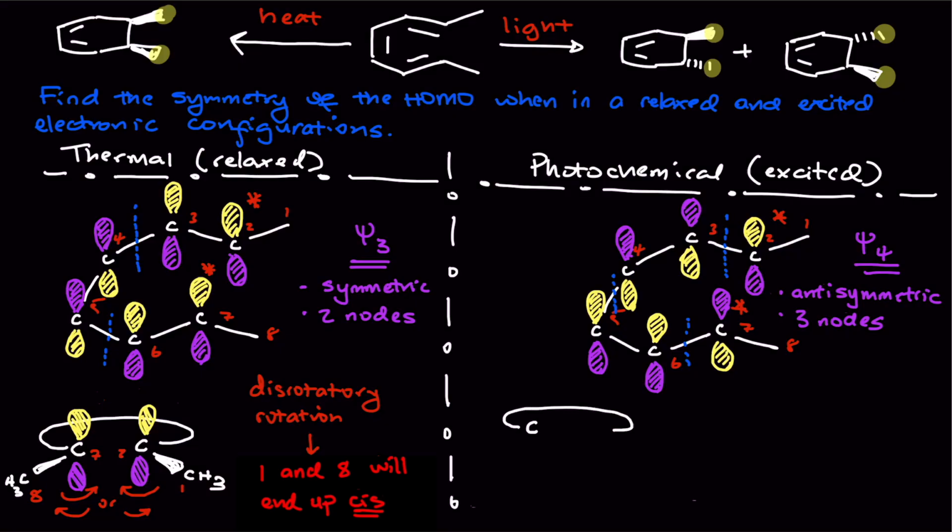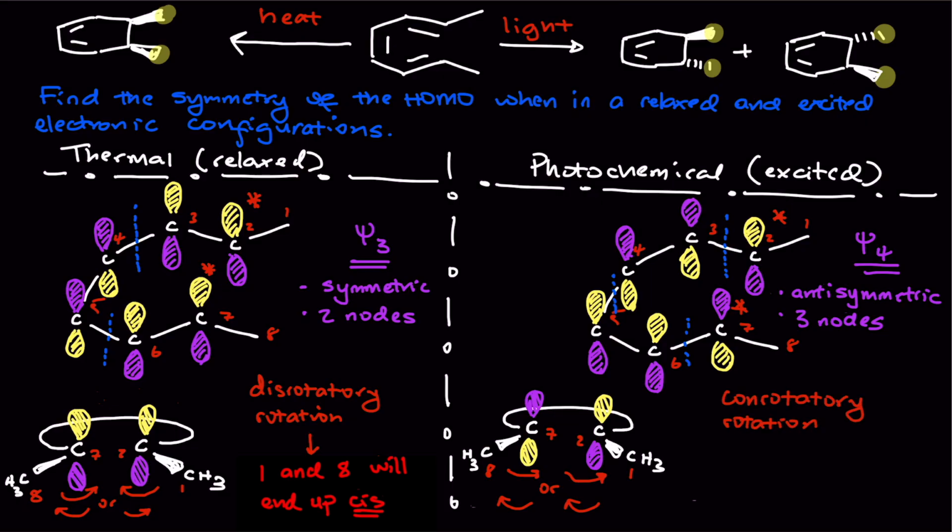Under photochemical conditions, however, those two lobes are now in opposite phases. And so now, in order to engage in a sigma overlap, we must go through a conrotatory rotation. And in that case, if you imagine this rotation, 1 and 8 would end up on opposite sides of the disubstituted cyclohexadiene, and then you would form two different stereochemical outcomes in that particular case.